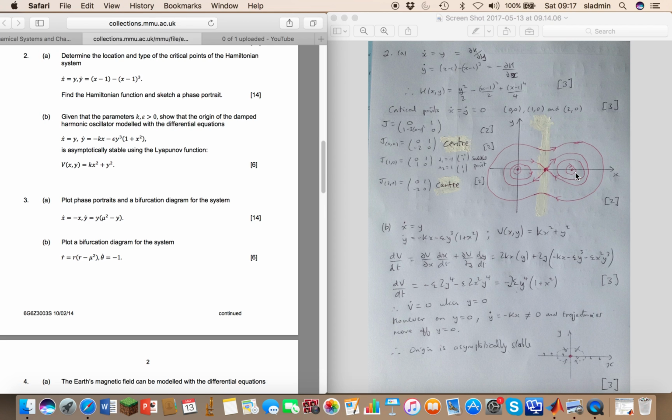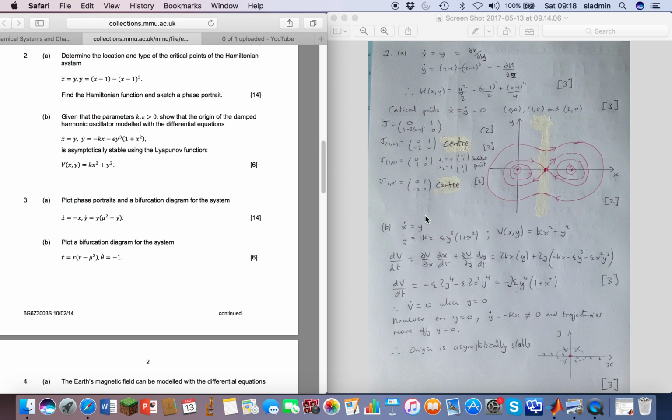For the critical point at (2, 0), here is the Jacobian matrix, which again, if you work out the eigenvalues, is a centre, because it's not a saddle point. So here are our 2 centres, and here is the saddle point. And for a Hamiltonian, remember, there are no stable or unstable points, so this unstable branch has to come back and go in here, because there are no stable or unstable points for a Hamiltonian system.